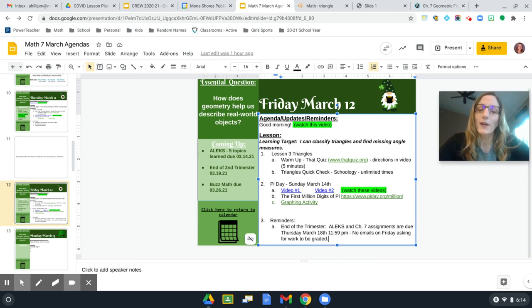With your quick check, I forgot to mention you are able to use your notes. So if you want to use your vocabulary or anything else that we've used, your book, etc., you can to go through that quick check.